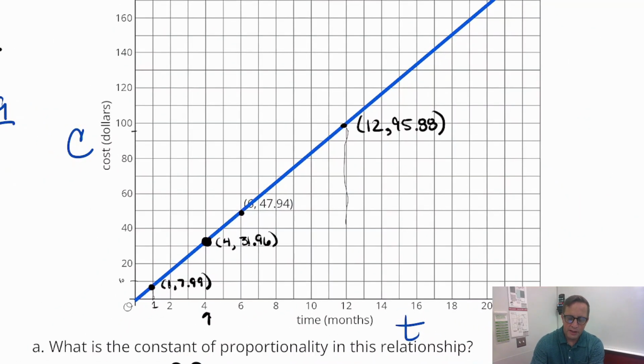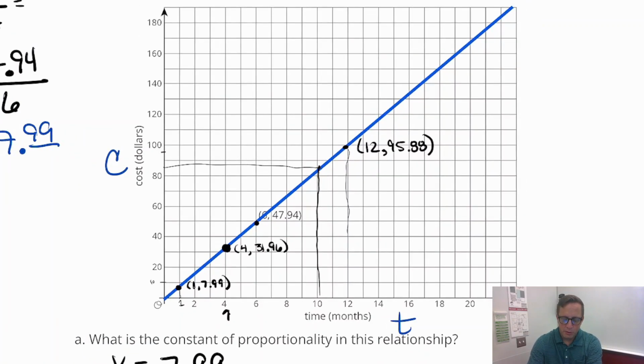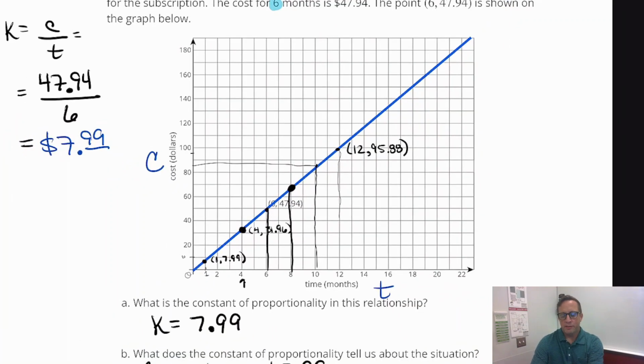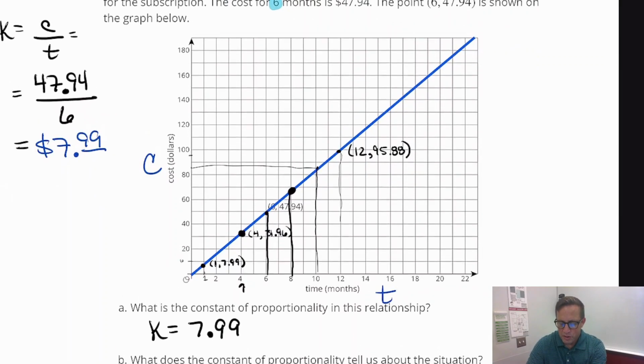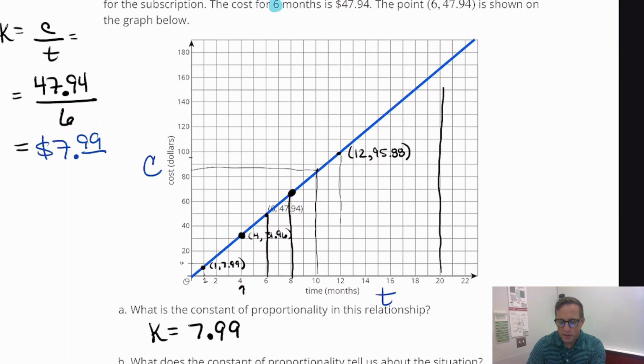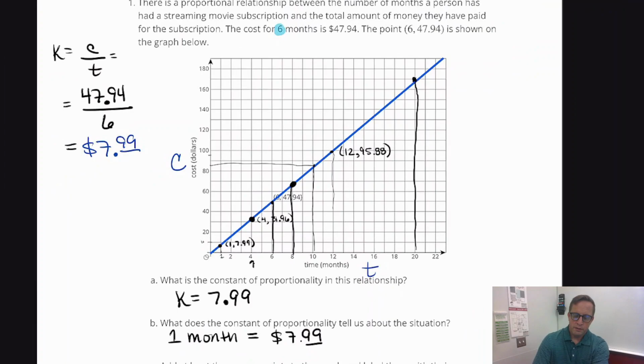And then everything else, you want to know what 10 months cost? There's a good estimate right there. 10 months cost between $80 and $90, right? How much will 6 months cost? Right there. Well, we already knew that. How much will 8 months cost? Right about there, a little under 70, probably. How much will 20 months cost? Right here. $1 million. No. Over 160, probably over 170. Okay.